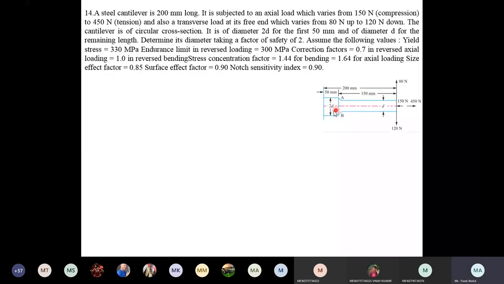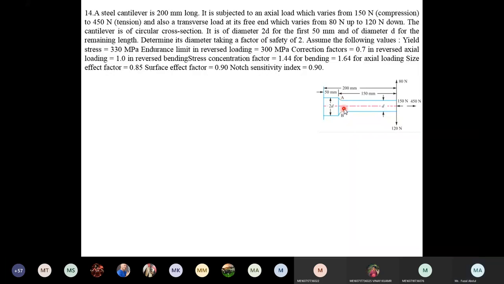The first portion is 50 mm and the remaining length is 150 mm, having diameter d. So it is a stepped shaft. At sections A and B, the portion AB is very critical because of the abrupt, sudden change in the cross section. That is the reason the critical section appears here.